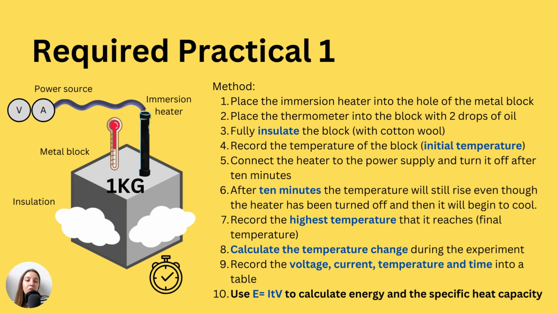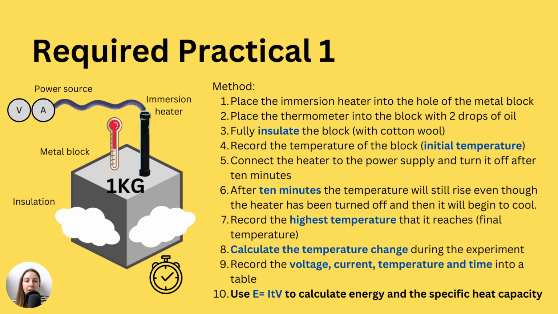And number nine, record the voltage, current, temperature and time into the table. Number 10, you need to use the equation for energy, which is E equals I (current) times T (time) times V (voltage), to calculate the energy, and then use this to calculate specific heat capacity. So quite a few steps there.